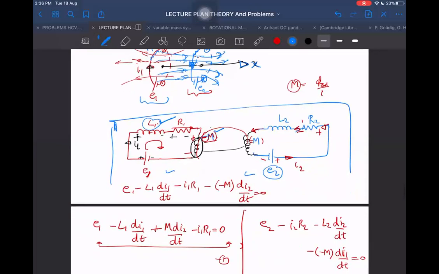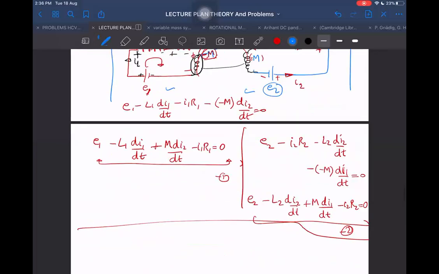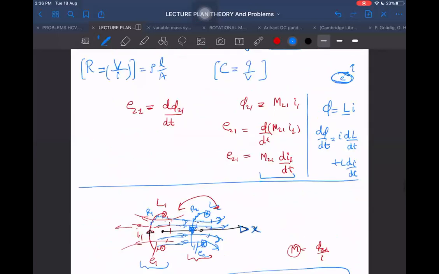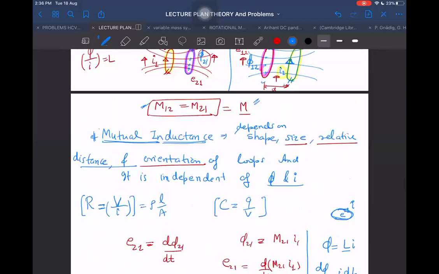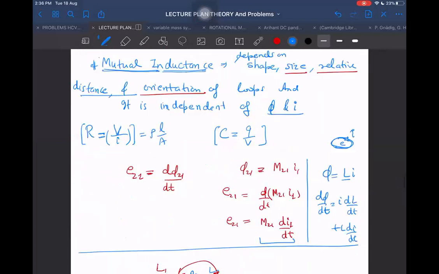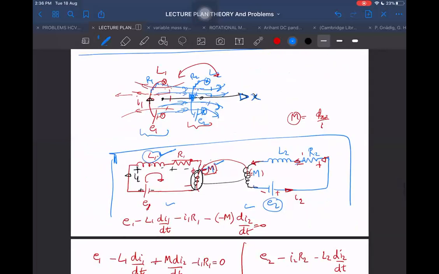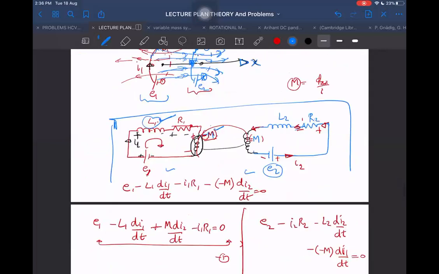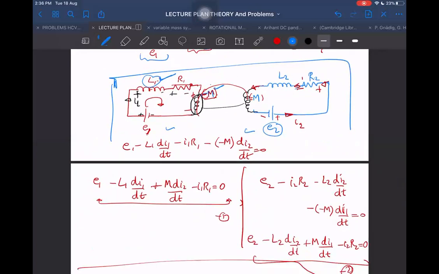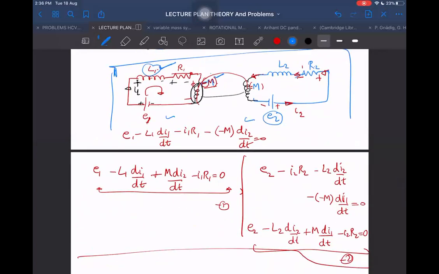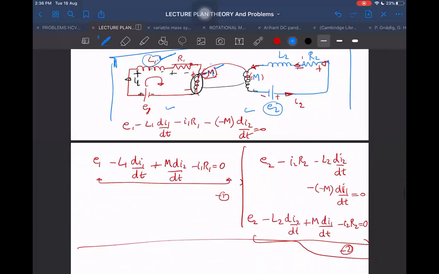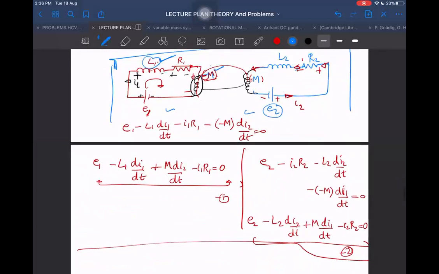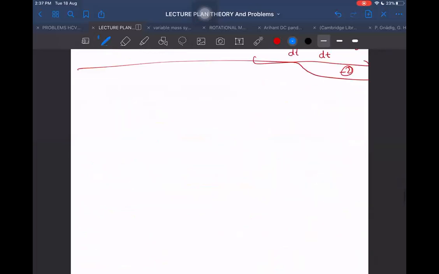Yes, sir, started. So I hope you have understood this part, right? The mutual inductance can be positive, it can be supporting each other or opposing each other, and accordingly we will cover these circuit equations, E1 minus L1. And so these equations you are understanding. Are you understanding this part? Yes, sir. Right, good. Then we can move on.